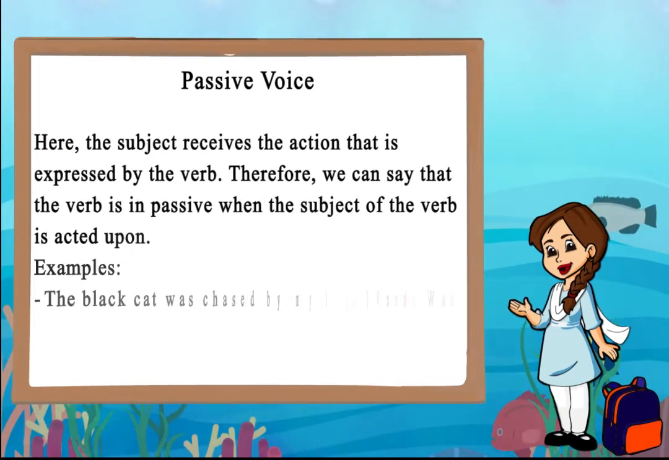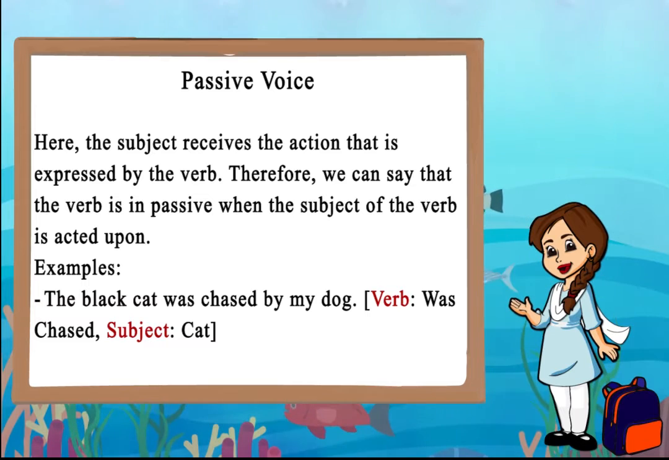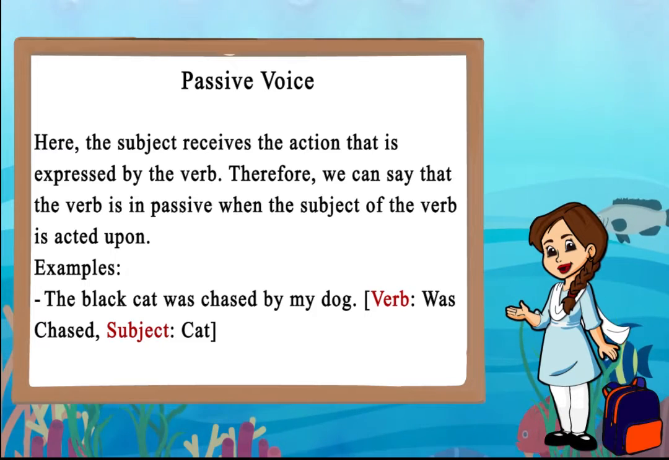Passive voice. Here, the subject receives the action that is expressed by the verb. Therefore, we can say that the verb is in passive when the subject of the verb is acted upon. Examples. The black cat was chased by my dog. Verb is was chased, subject is cat.